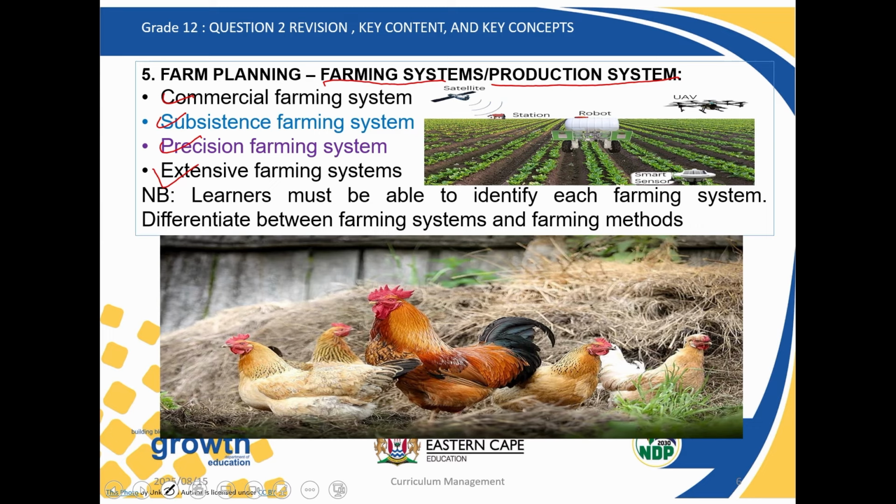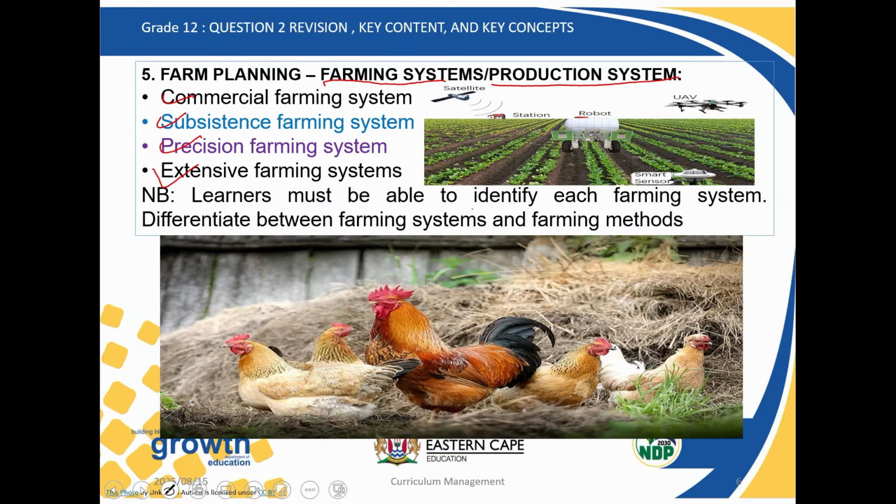So with these farming systems, they should not be confused with the farming methods, of which we'll also come to that. Now, as part of your revision and exam readiness, you should be able to define what is a farming system. You should be able to define what is a farming method. You should be able to see the differences between a farming system as well as a farming method.